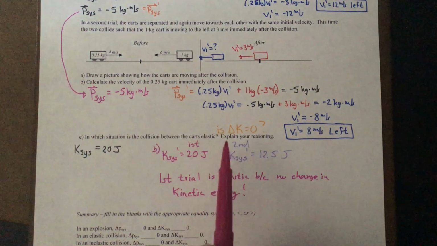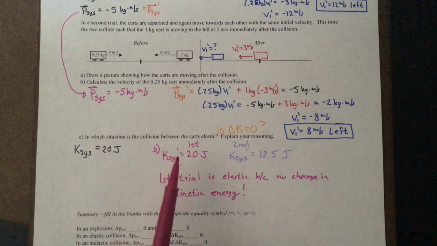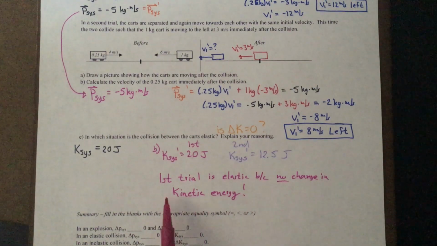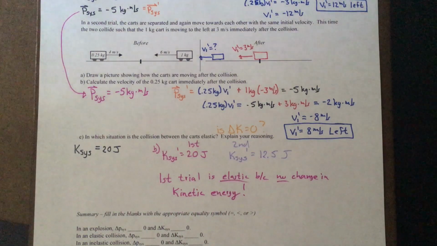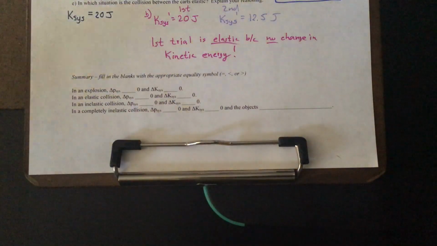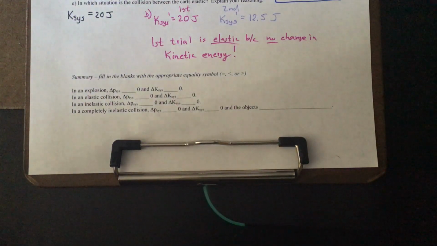So when we're checking to see if something is elastic, it's just, does this kinetic energy number change? If yes, it's inelastic. If not, then we say it is elastic. And it's as simple as that. So down here at the very bottom, we got a little summary table. Maybe push pause real quick and fill it out, and then press play again. I'll give you 4 seconds.